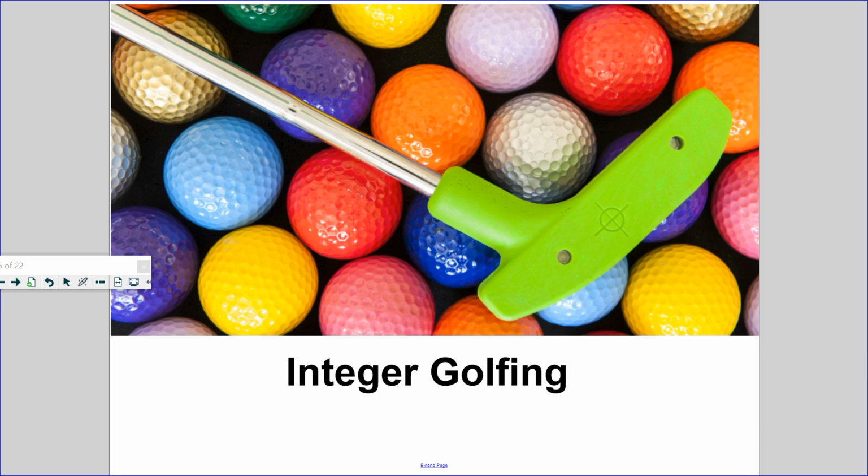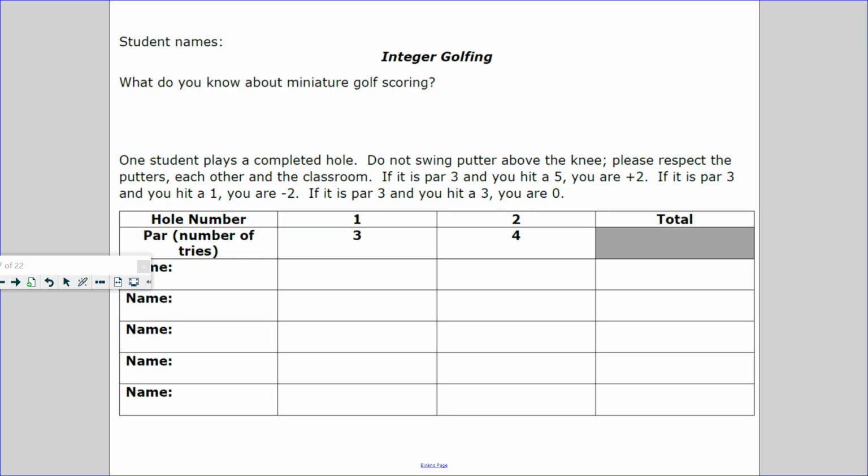So what you're going to be doing today during class is something called integer golfing. You're going to have a miniature golf club, and you are going to go to different rounds, and you're going to golf, and then if it is par 3 and you hit a 5, you are positive 2. That's not good in golf. Having a positive score in golf is actually not good. It's negative. If it is par 3 and you hit a 1, that means you only did one stroke where it really should take 3. That means you are negative 2. That's good. If it is par 3 and you hit a 3, you're 0.